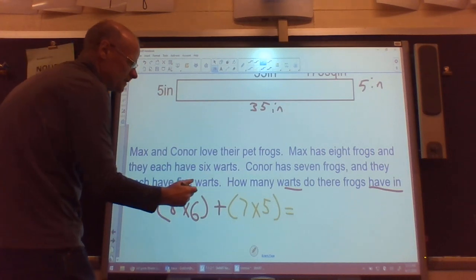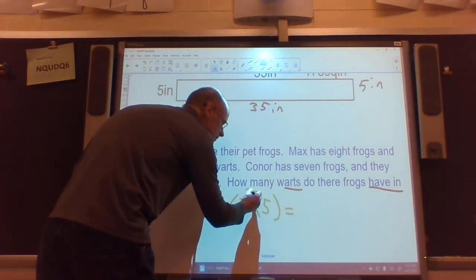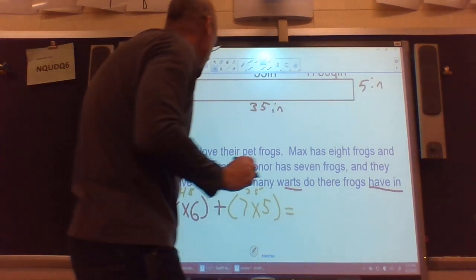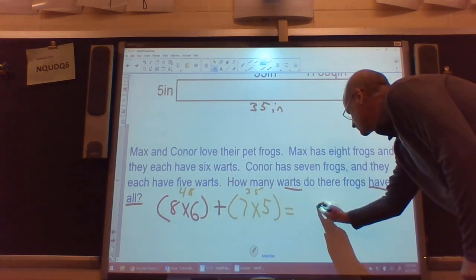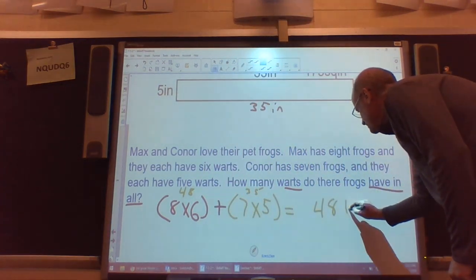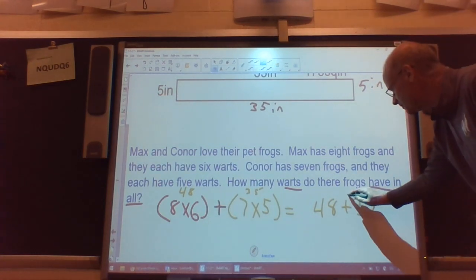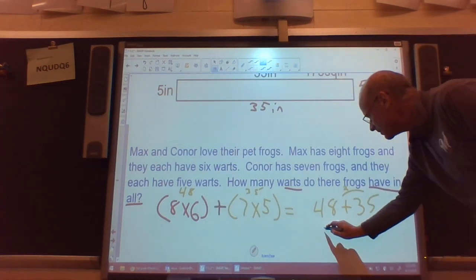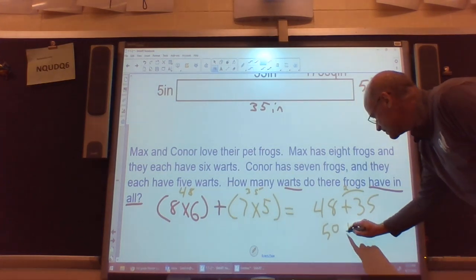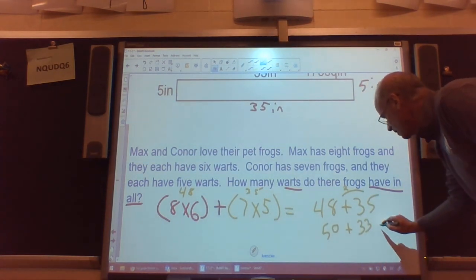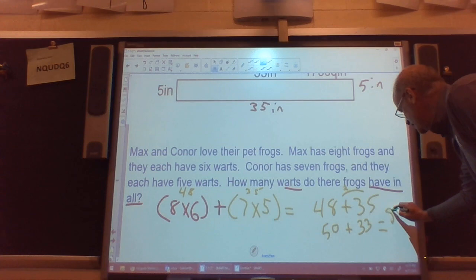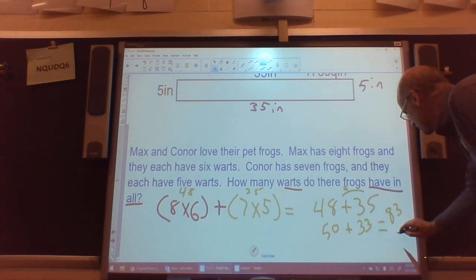7 times 5, 5s are easy, is 35. Now I have 48 plus 35. And I'm going to do it my favorite way of give a little, take a little. I'm going to give this 2, make this into 50, and make this into 33. And my answer is going to be 83 warts.